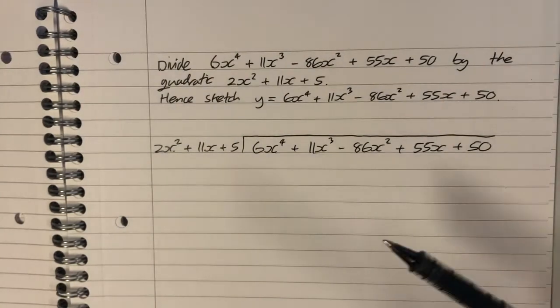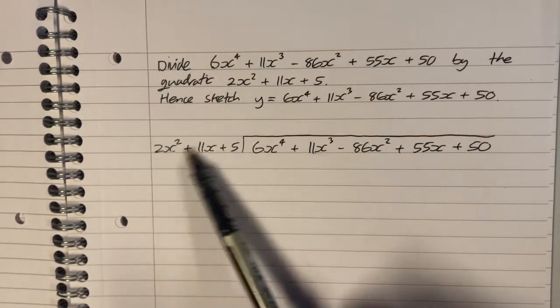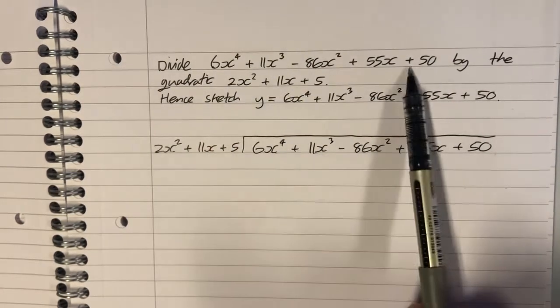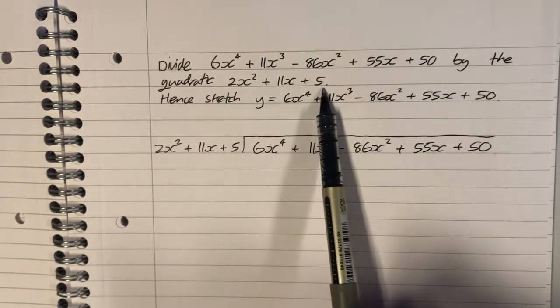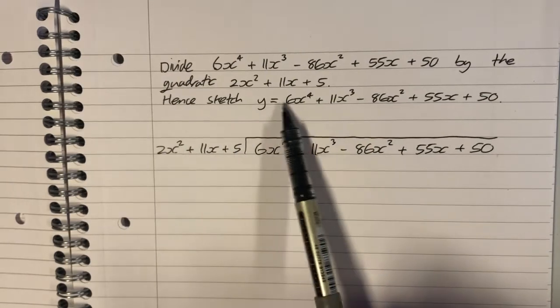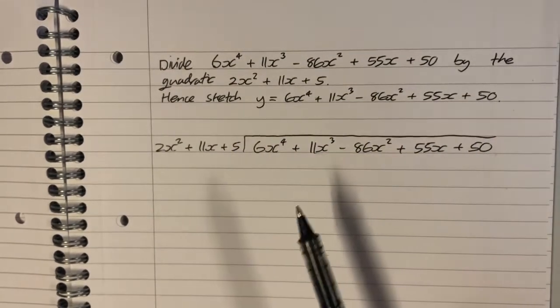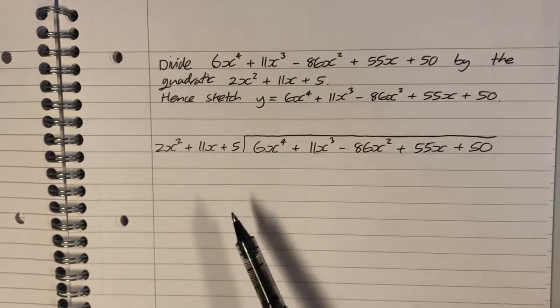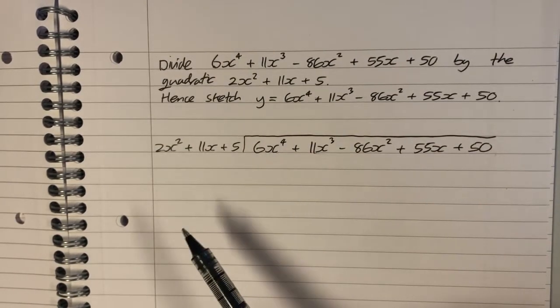worded, you can safely assume that this is indeed a factor of this quartic, because it says divide this quartic by the quadratic 2x squared plus 11x plus 5, and then it says to hence sketch this quartic. Okay, so I'm expecting this to be a factor, so that I can write it as a product of two quadratics, and then I can factorise the quadratics.